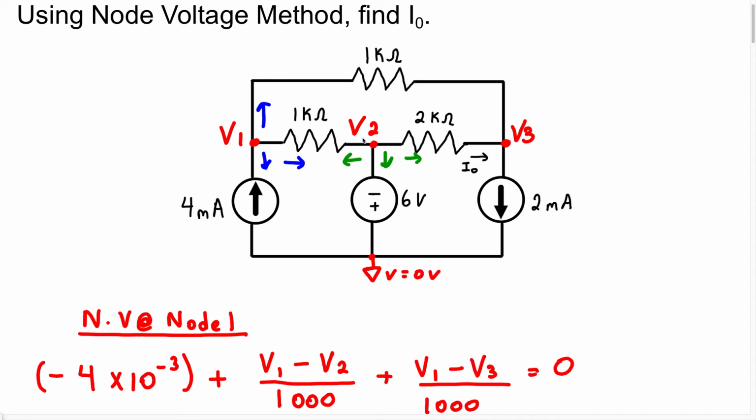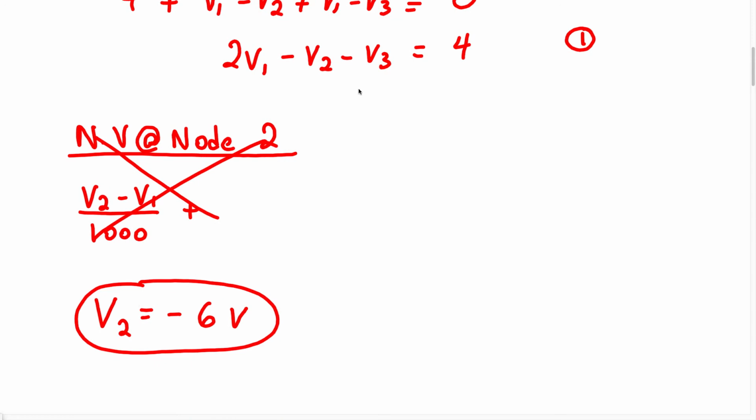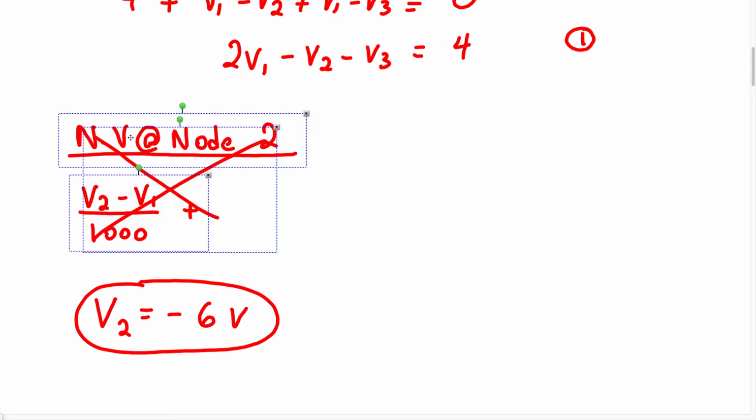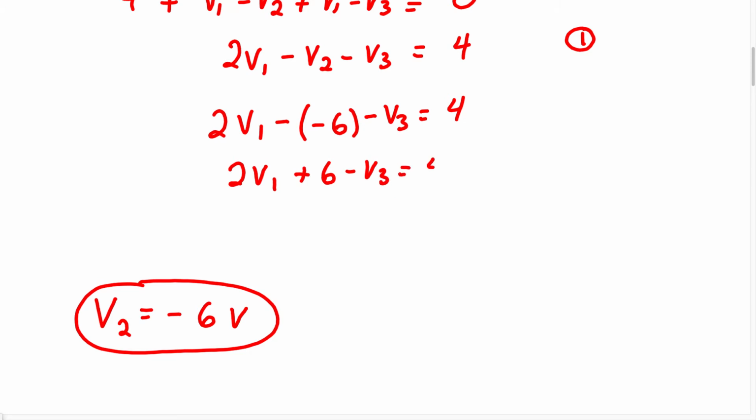Now, let's continue. So we wrote a node equation for node 1. So we can actually substitute in this value into this equation and simplify equation 1 further. So I'm actually going to do that. Let me just erase this. So I'm going to have 2V1 minus V2 is going to be negative 6 minus V3 equals 4. When we solve this now, we're going to get 2V1 plus 6 minus V3 equals 4, which is going to give us 2V1 minus V3 equals negative 2. So this is going to be our updated equation 1.